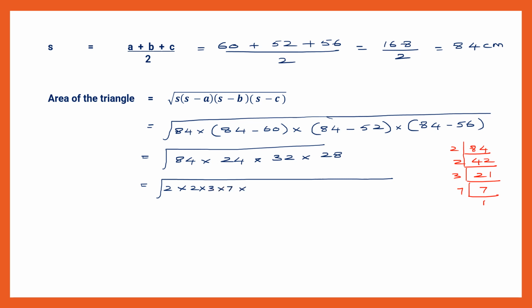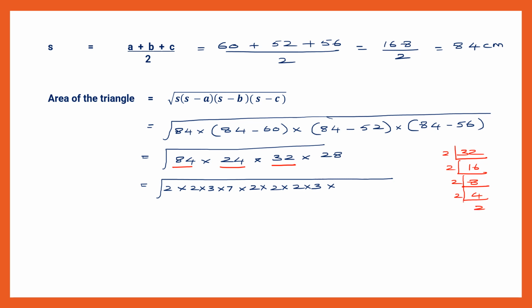Now we must find the prime factors of 24. So we finished with 84. Now we must find for 24. So 24, again begin with 2. 2 ones are 2, 2 twos are 4, 2 sixes are 12, 2 threes are 6 and 3 ones are 3. So let's write that down. So that is 2 into 2 into 2 into 3. So we finished with that. Now let's find the prime factors of 32. So that will be 2 into 16 is 32. 2 eights are 16. 2 fours are 8.